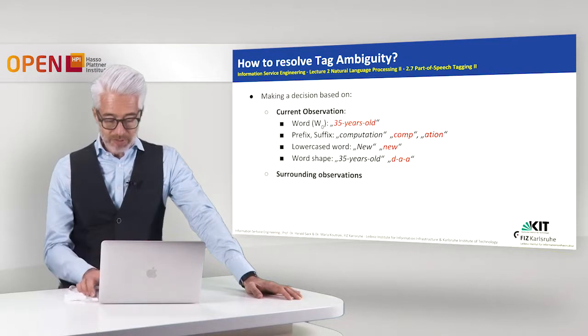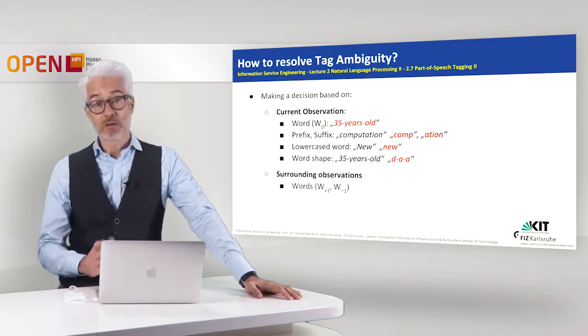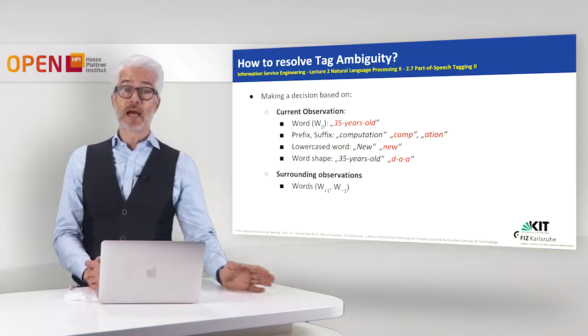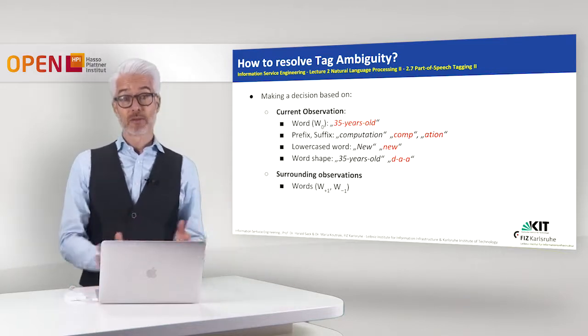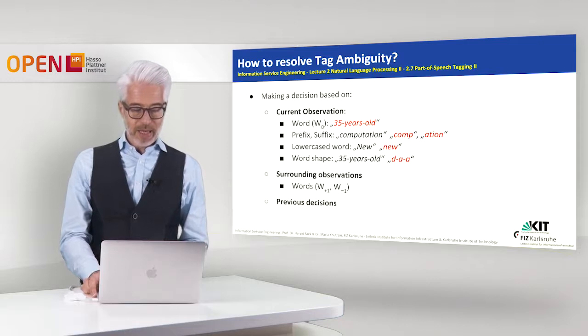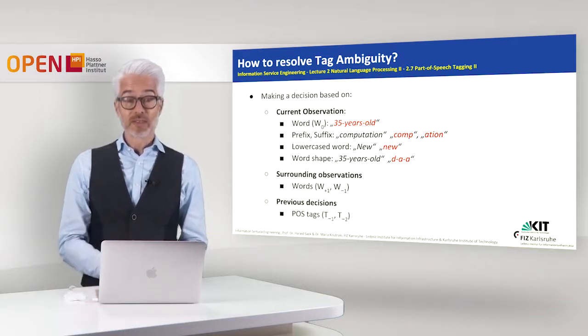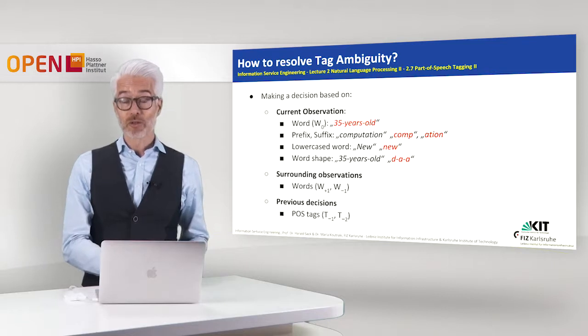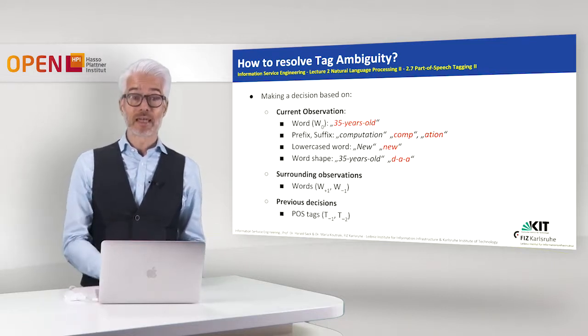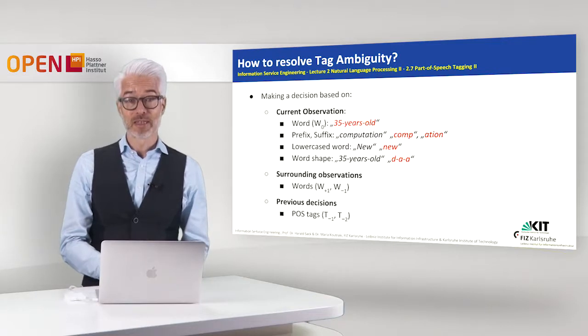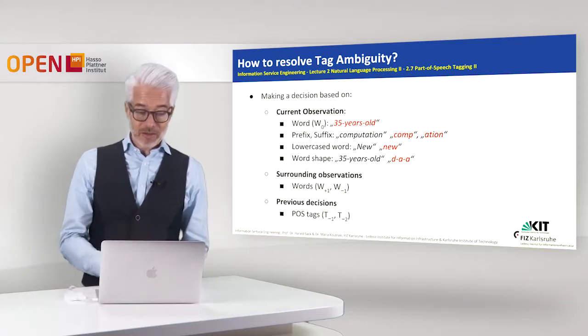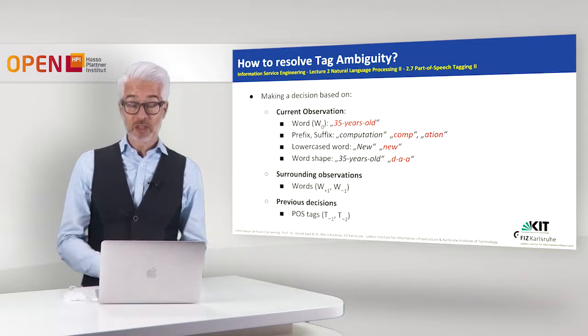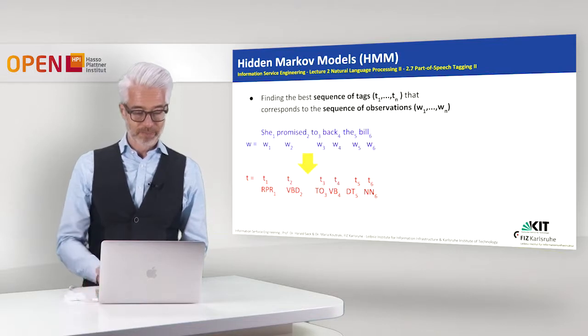And then we have some surrounding observations where we take into account the context of a word, which means we can have a look at the previous word and also at the subsequent word. And also we can look at previous decisions. So what tags have already occurred in the sequence? So what is tag -1 and tag -2, for example? These are all observations, or features, that we can use to base our decision which tag to assign. So you see, there is lots of stuff where we can learn from.